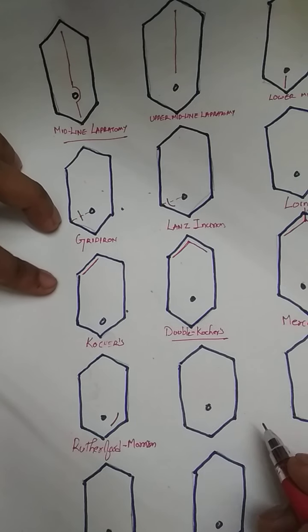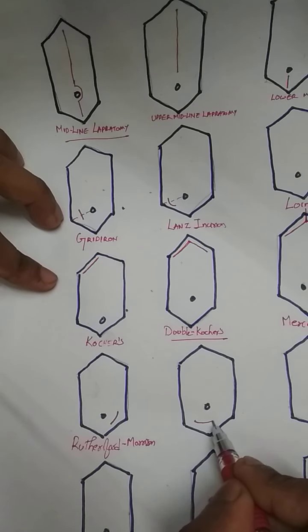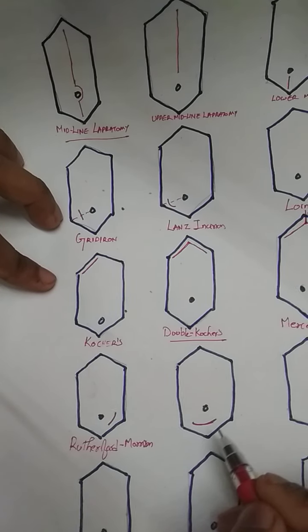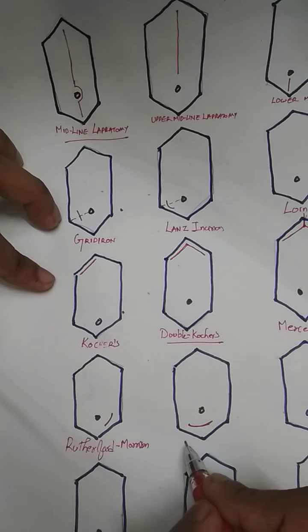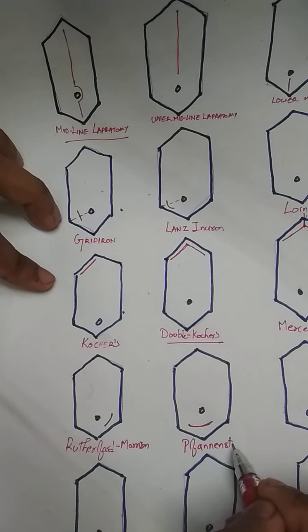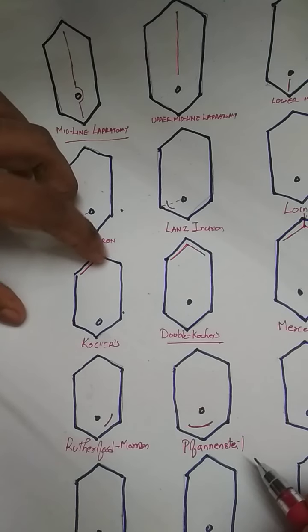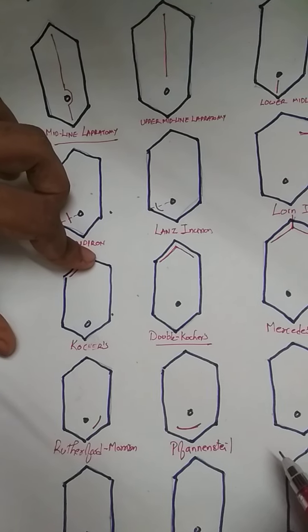Then the next incision is at the pelvic region, and this is similar to that of cesarean incision, and this incision is also called Pfannenstiel's incision.